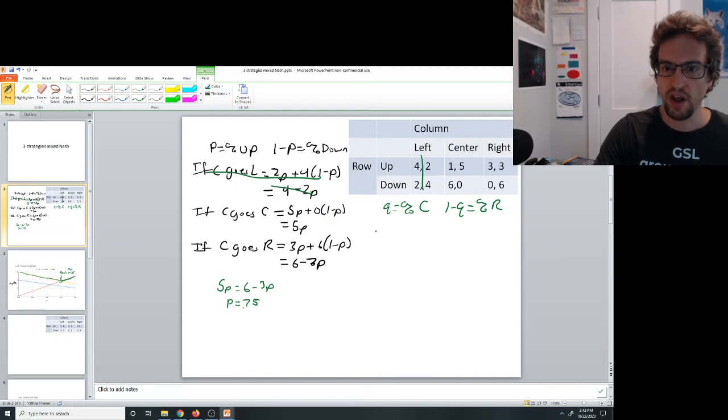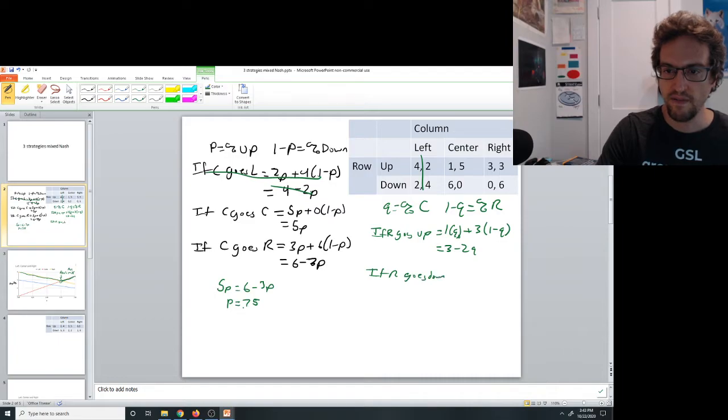So the payoff for Row, if Row goes up, it's 1 times Q plus 3 times 1 minus Q. So that's 3 minus 2Q. If Row goes down, it's 6Q plus 0 times 1 minus Q. Set those equal. I got 3 minus 2Q equals 6Q. 3 equals 8Q. Q equals 3/8.